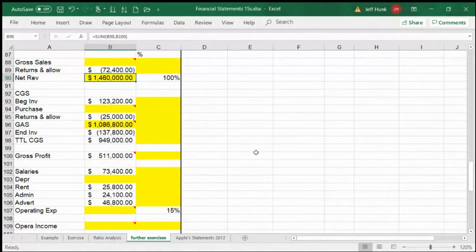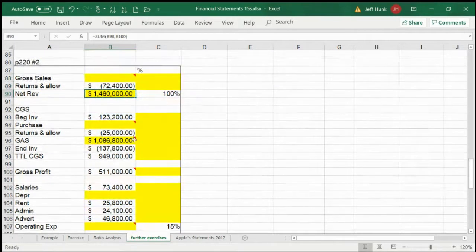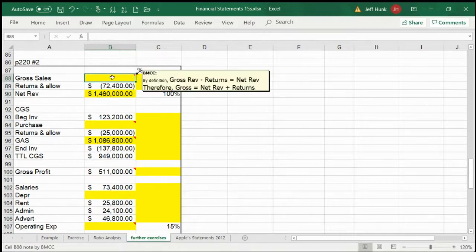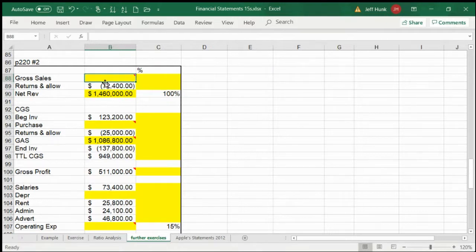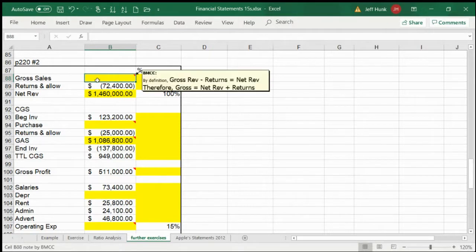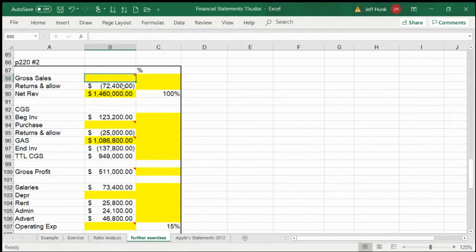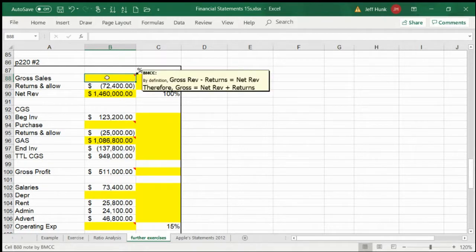Okay, there you go. And then that is your net revenue. You arrived at net revenue by adding these two. From gross sales, you added these two numbers, you arrive at net revenue. I mean, normally it would be subtracting, but since this is already negative, if you're adding, it's already subtracting.